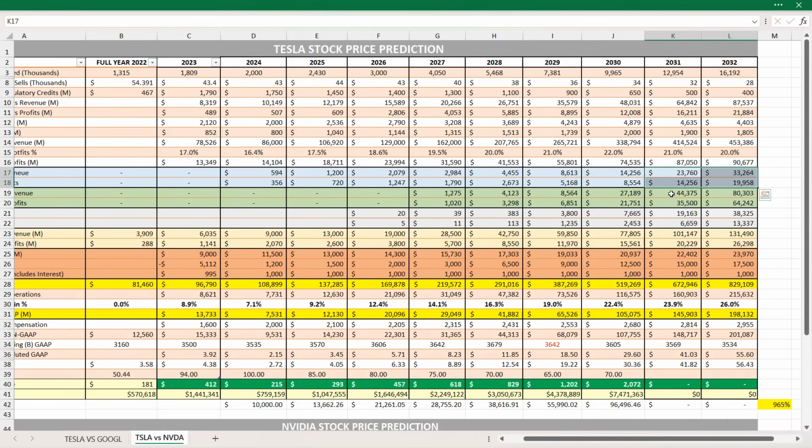Then the licensing almost doubles, and the robotaxi just continues to nearly double as well. You've got energy over $130 billion, an operating margin of 26%, and a net income of $200 billion, which two years ago was just $100 billion. It's insane. But check out these numbers, guys.